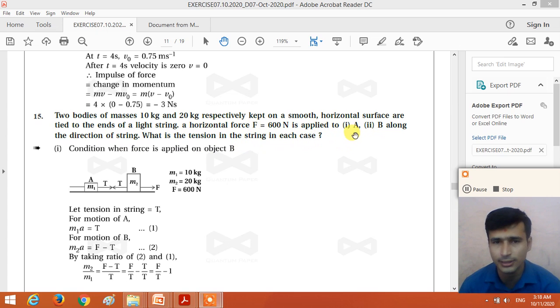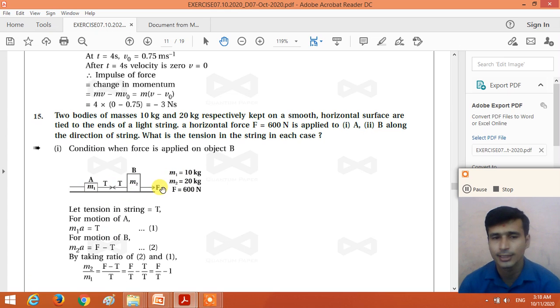So first, consider the two blocks: mass m1 of 10 kg and second block of mass m2 of 20 kg, tied with the light string, and the force applied on the object of 20 kg is in the direction of the string. So F is given to you, right? So what will be the tension produced in the string, or what will be the acceleration of the system of two blocks, right?